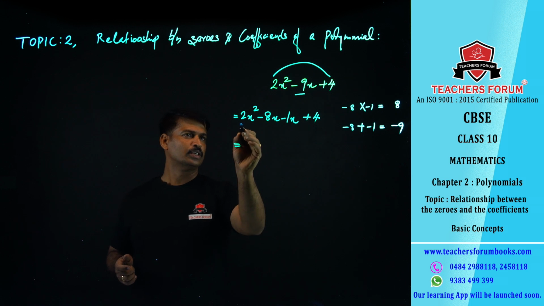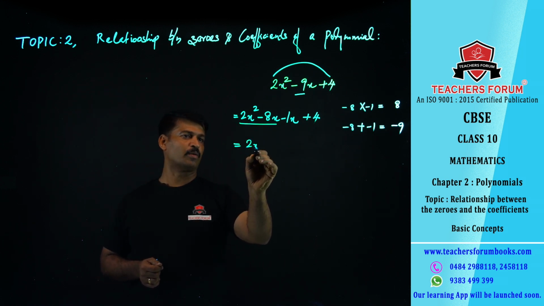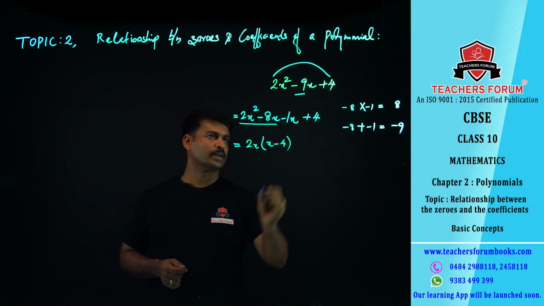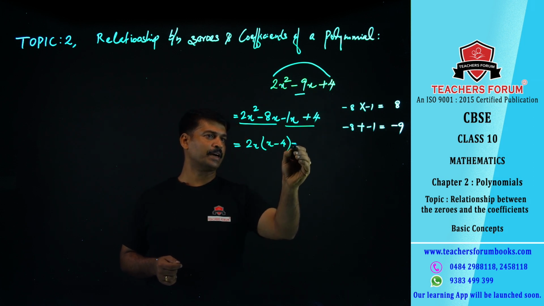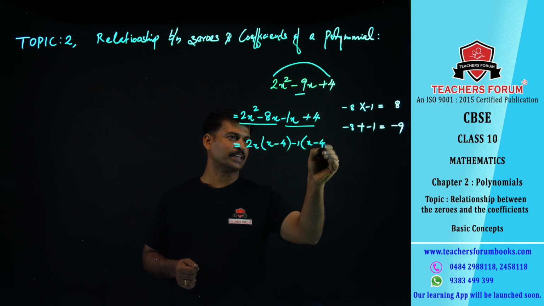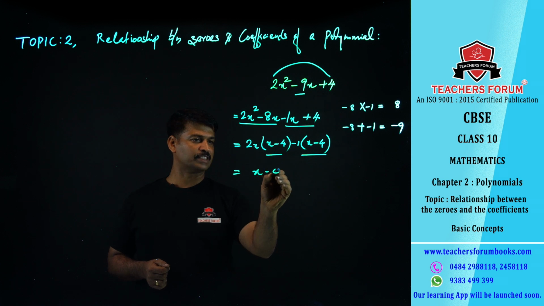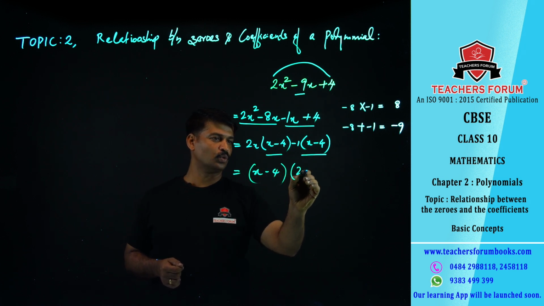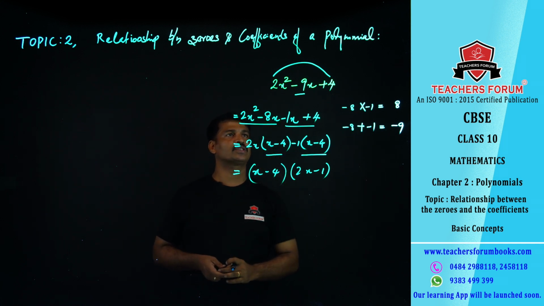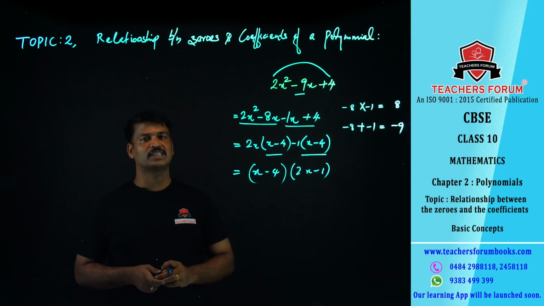That is equal to. Now what is common in the first two terms? Here 2x is common, that is taken outside. x minus 4 is remaining. Now from the next two terms, minus 1 is common, so that is taken outside. You will be getting x minus 4. Now you see x minus 4 is common, that can be taken outside. Then what is remaining? 2x minus 1. So when you factorize 2x square minus 9x plus 4, you get x minus 4 and 2x minus 1 as factors.